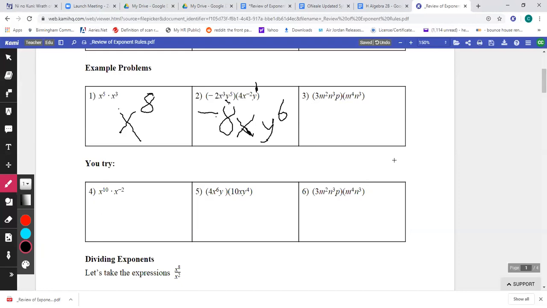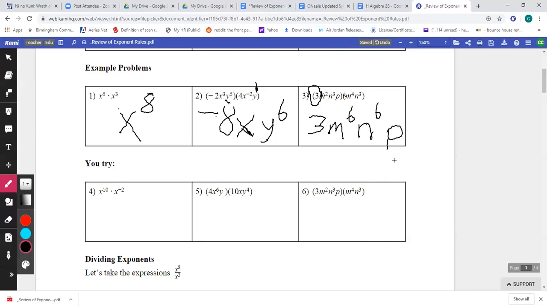Now for number 3, I'm going to multiply 3, and then there's no number here to multiply it with, right? So it's just 3 times 1, so it's going to be 3. And then now I have m squared and m to the fourth, so I just add the exponents. That's m to the sixth. N to the third, n to the third is n to the sixth, because I add the exponents. And there's a p on the left and there's no p on the right, so it's just going to be a p here. So that's my answer.